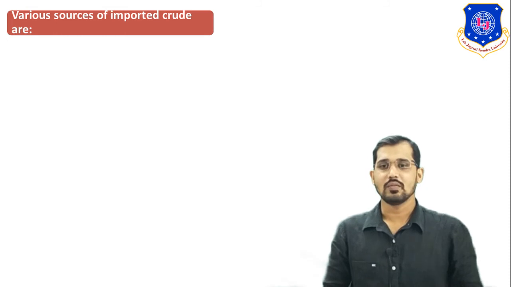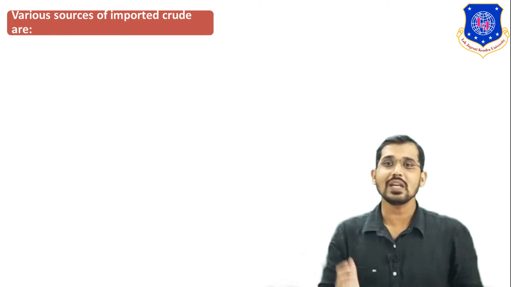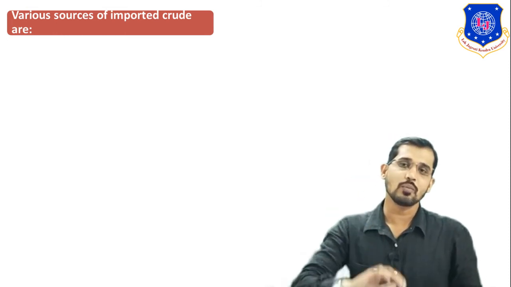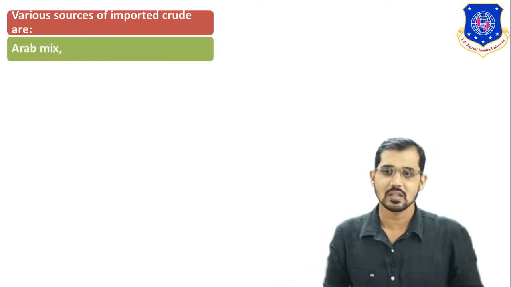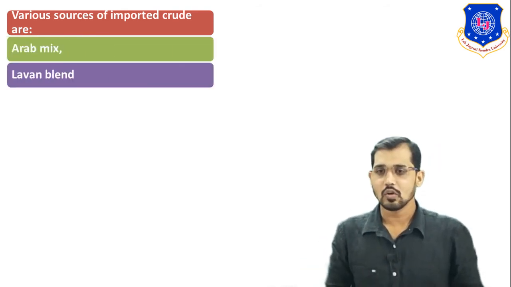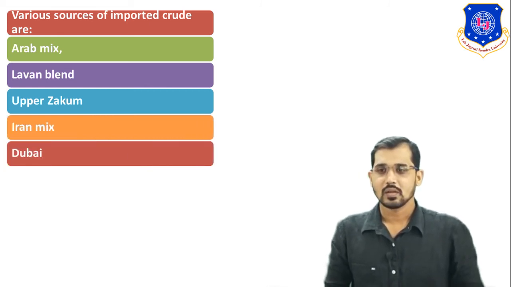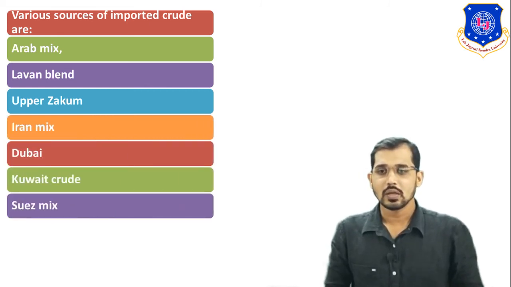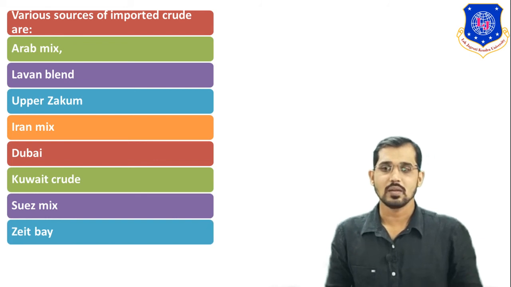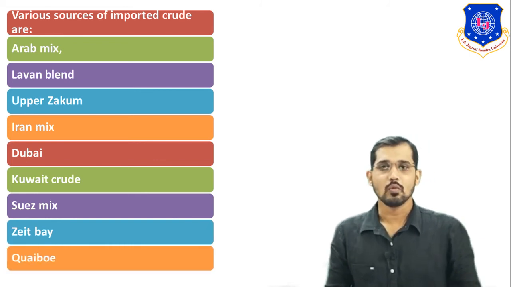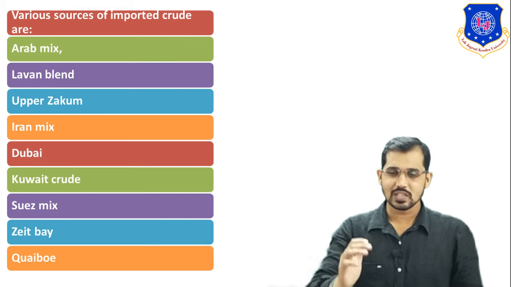After that, the last point we have seen in this lecture is imported crude, meaning crude which we have imported from the Middle East countries. That is nothing but Arab Mix, followed by Es Sider blend, Upper Zakum, Iran Mix, Dubai, Kuwait crude, Suez Mix and Suez Bay. Last we have seen the Brent. So all these are the important sources of the crude oil.